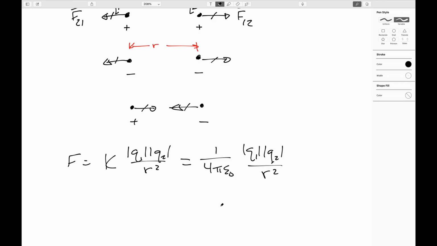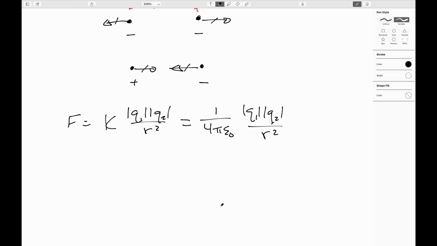This Coulomb constant is equal to approximately 8.99 times 10 to the 9 newton meters squared per coulomb squared. Honestly, you can just go ahead and call it 9 times 10 to the 9 unless you're being very, very fussy. This will be an error of less than 1%.